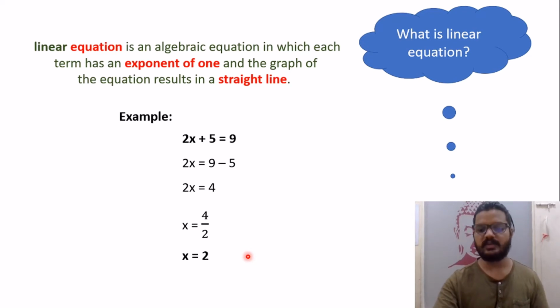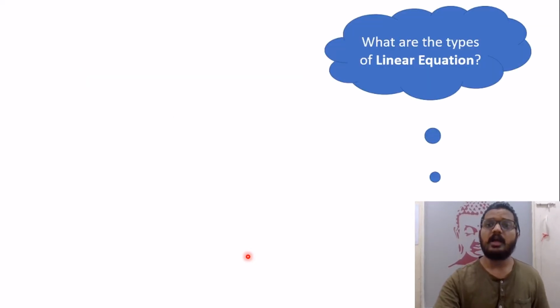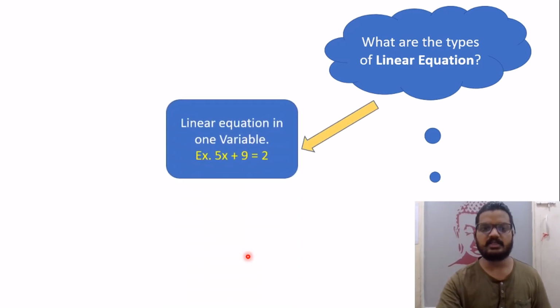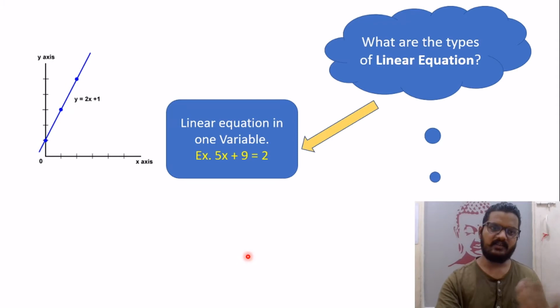So students, moving further. What are the types of linear equations? There are different types of linear equation, but we only study two types. The very first type is called linear equation in one variable. Students, this you will study in your 8th grade. We have just seen an example of it, and the graph looks something like that. There is only one line.